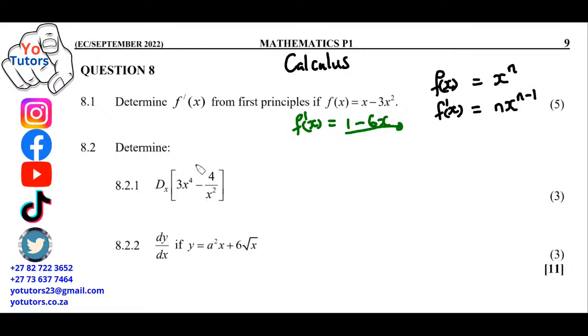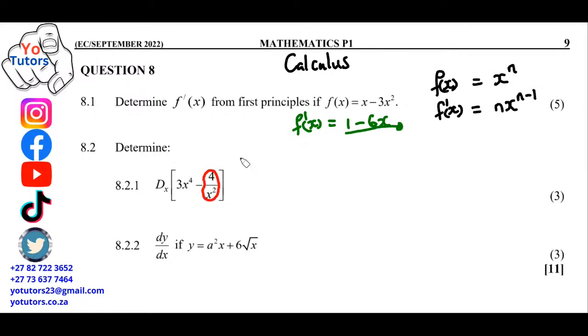Now, let's also look at this question here, where we have 3x to the power 4 minus 4 over x squared. What is wrong here? Where is the problem? The problem is here. So how do you deal with this problem?